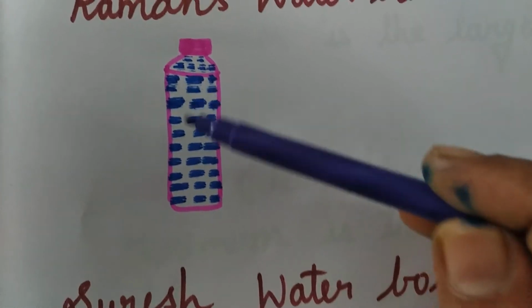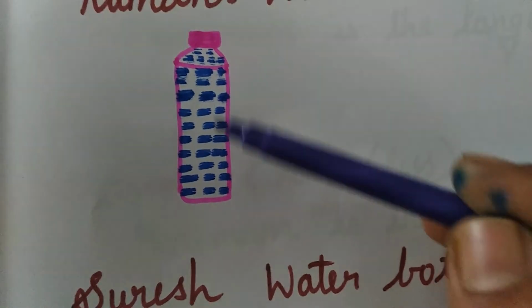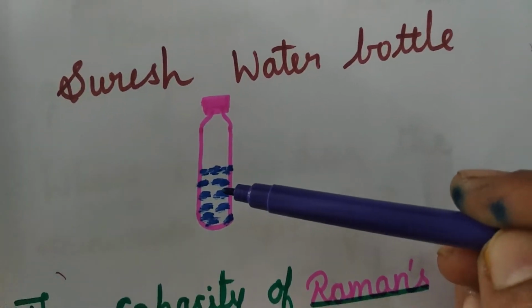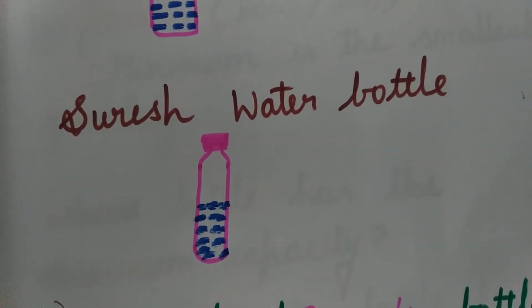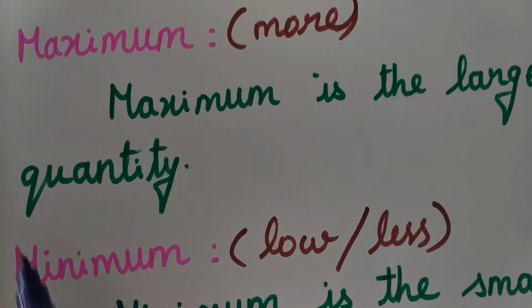So which bottle is filled fully? That we call more. And which bottle is filled less? Filled half of its capacity, that we call less. Okay. And now see here, Kanna.